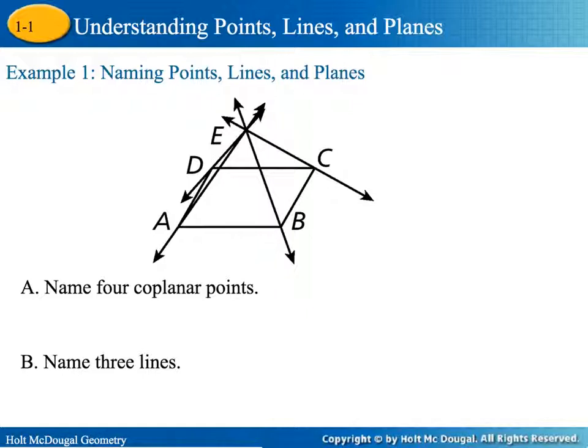So if I look at this diagram, I see one plane here, this bottom plane, a plane that forms a triangle here, another plane that forms a triangle, another plane that forms this triangle on the side, and then on the back side of this pyramid is another plane. So 4 coplanar points. The only plane that has 4 points is this bottom square. So I'm just going to name those 4 points. A, B, C, and D. Next I'm going to do B. Name 3 lines.